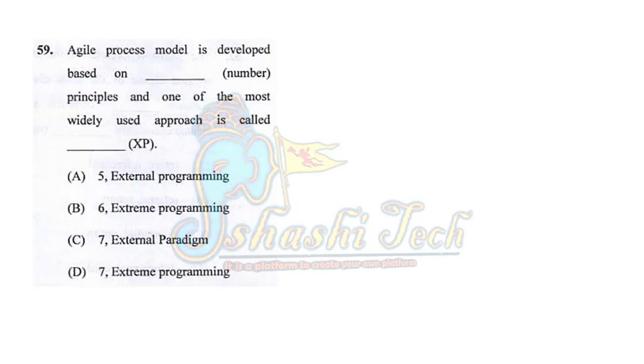Question number 59. Agile process model is developed based on dash number principles and one of the most widely used approaches is called dash XP. They have given the clue: XP means extreme programming. Options are: option A, external programming; option B, 5 comma extreme programming; option C, 7 comma external programming; option D, 7 comma extreme programming.